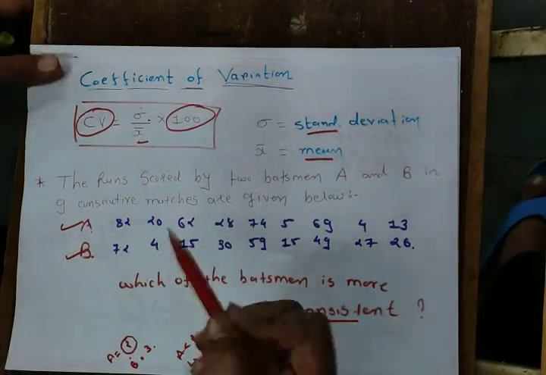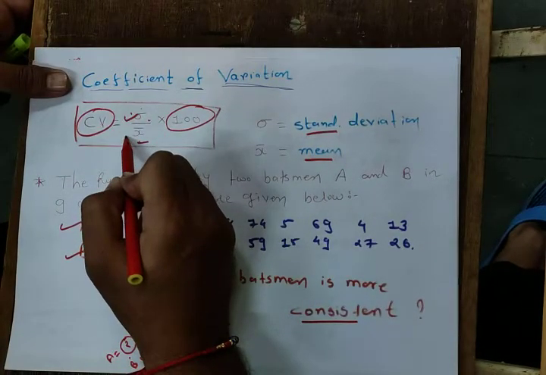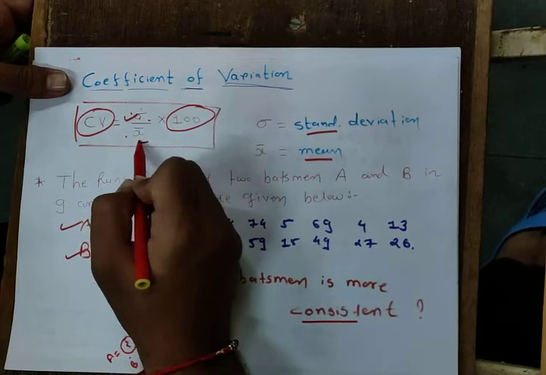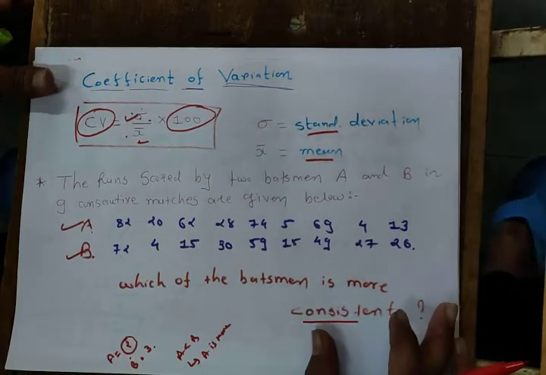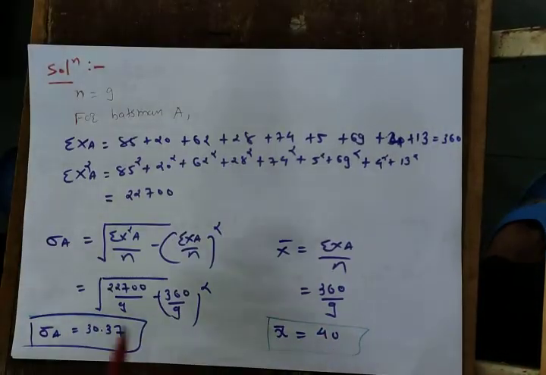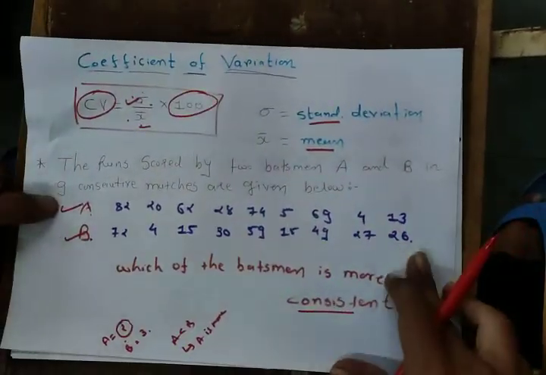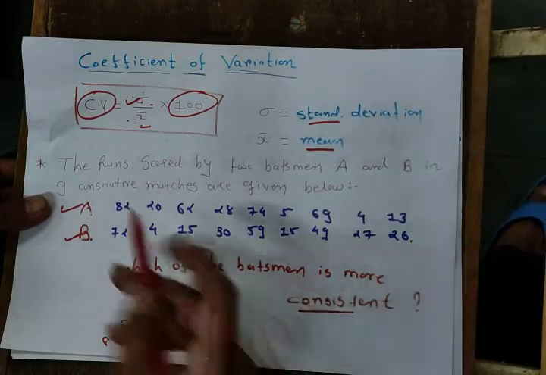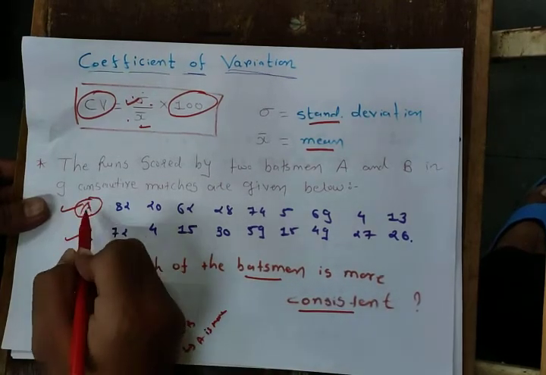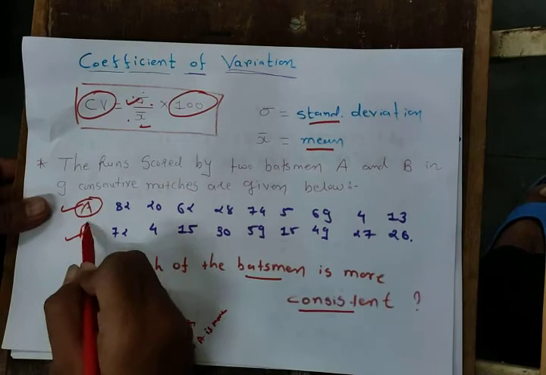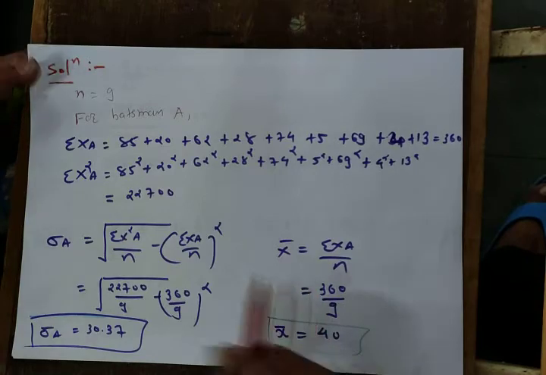Okay, what is my first process? I will find sigma of A and x bar of A, then sigma of B and x bar of B, and then I will compare which is less or which is greater. This is my question, that the runs scored by two batsmen A and B in 9 consecutive matches are given, and which is more consistent? Then I will find standard deviation and mean of A, and standard deviation and mean of B.